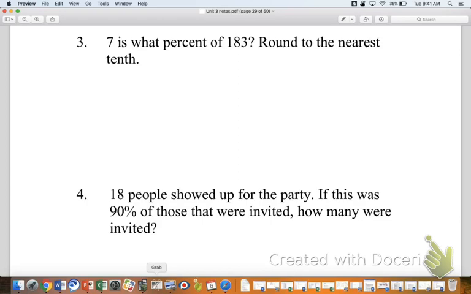So as I look at number 3, obviously the first thing is really easy to translate. 7. And then it says is. What does is almost always mean, Nick? Is equals to. So equal to.